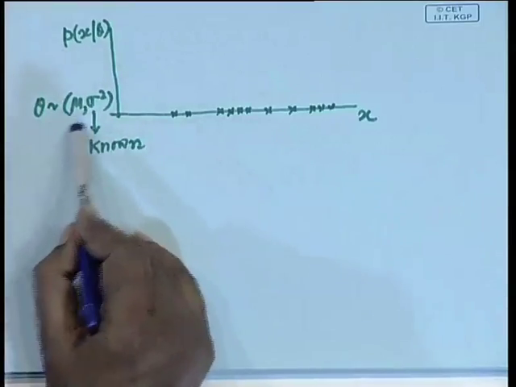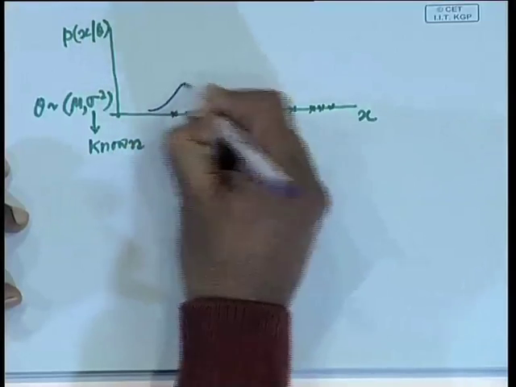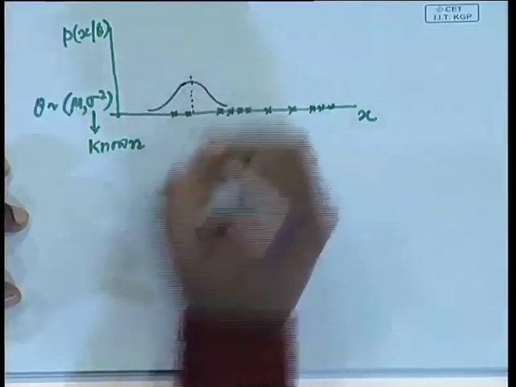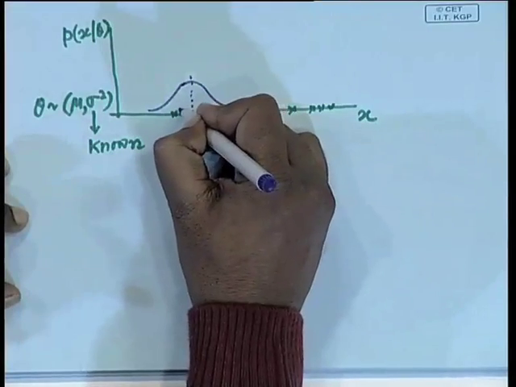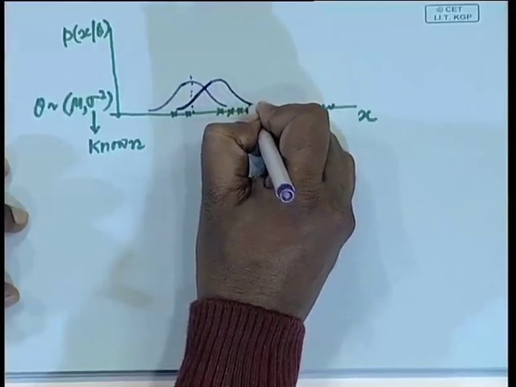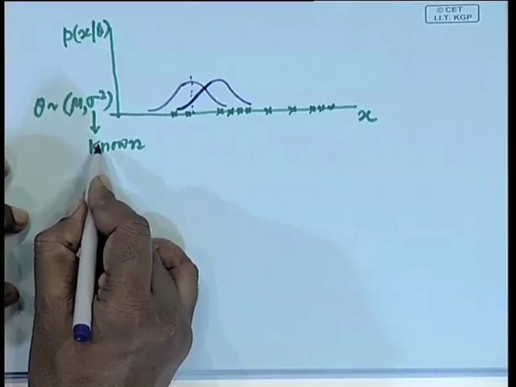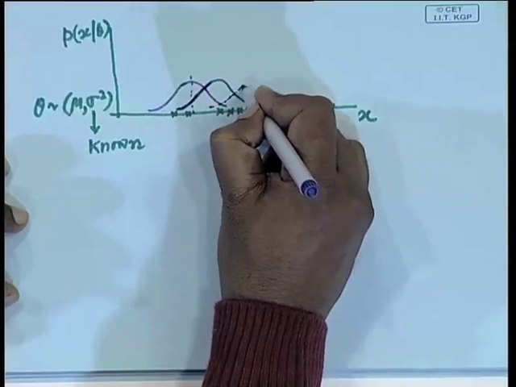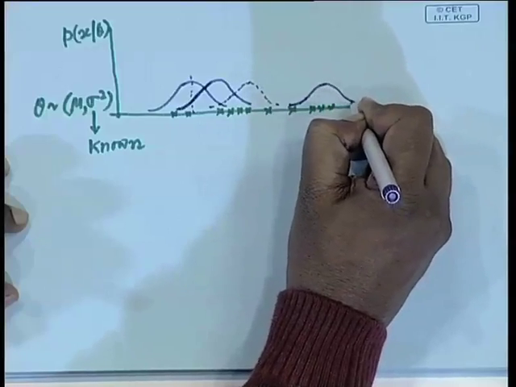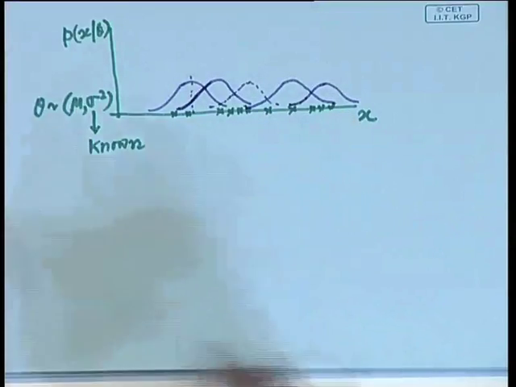You find that for different values of mu, I can have different probability density functions like this, p x given theta. When I assume that the value of mu is this, for some other value of mu the nature of the probability density function will remain the same, but it will shift. Why will it remain the same? Because I have assumed that sigma squared is known. So, I can have these different distribution functions where the variance is the same, but the mean is different.